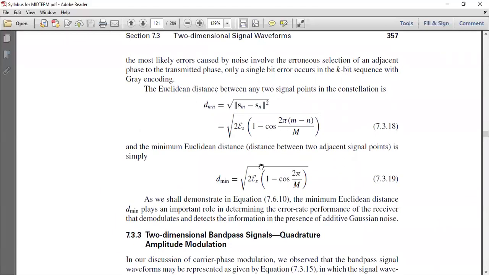The other important thing is to find the Euclidean distance between any two signal points in the constellation. So you just take 2 points and take their difference, square them, and then take the square root. So you will find the minimum distance. The minimum Euclidean distance, or the distance between two adjacent signal points, is simply this expression. So it is changing by this cosine of 2 pi over n.